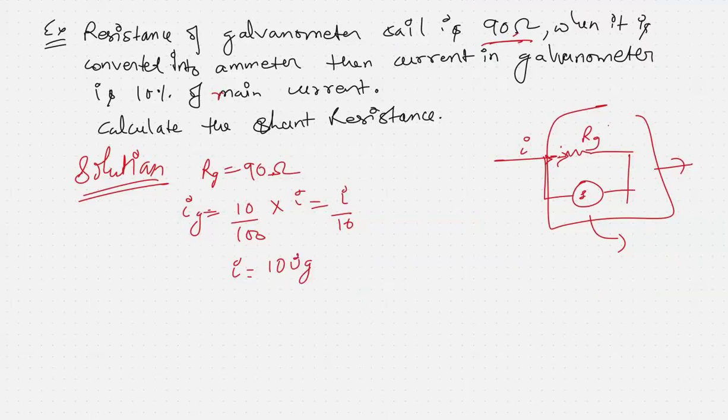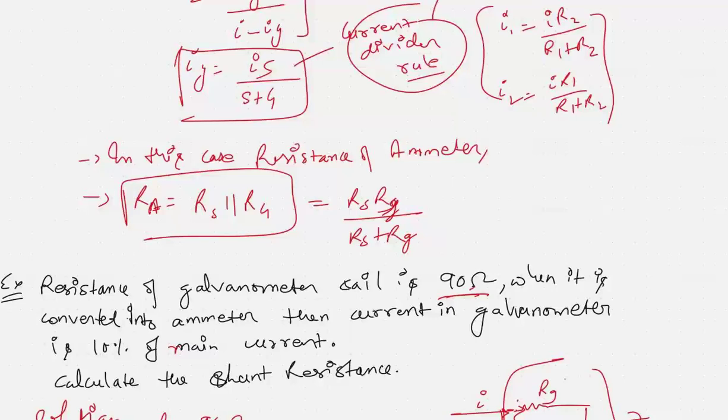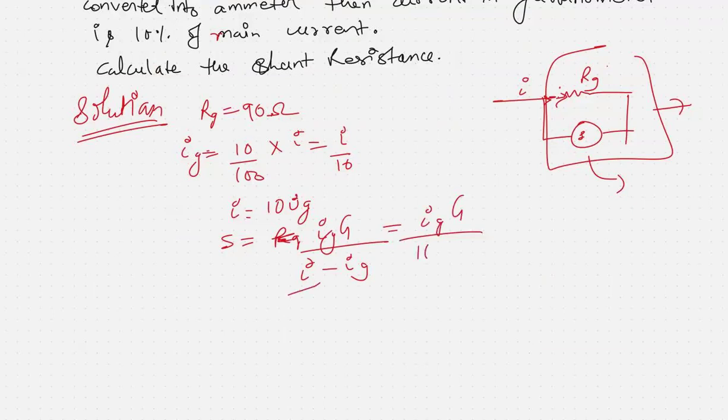Now what do we have to solve? Nothing, S, we already know the formula for S. It is RG times IG divided by I minus IG. You can simply apply this formula. If you don't know IG, no problem, let it be. What is I? 10 times IG minus IG. So this whole thing is actually going to come out as 90 divided by 9. So 10 times, is it clear?